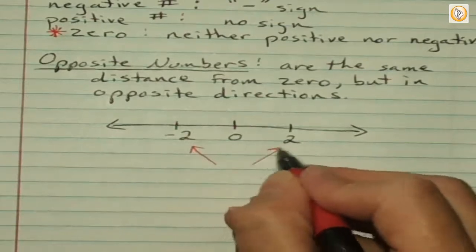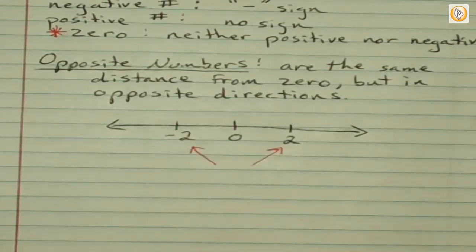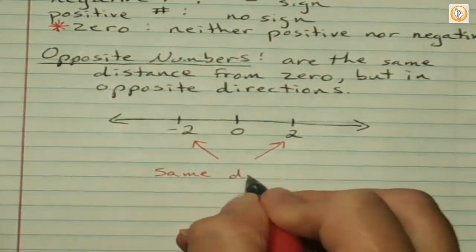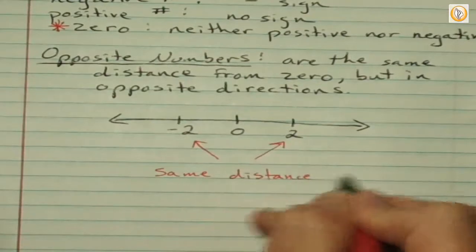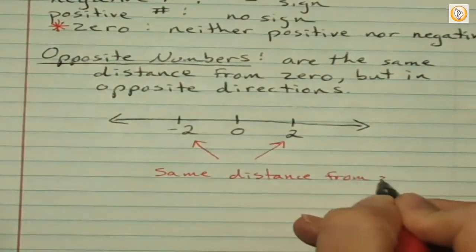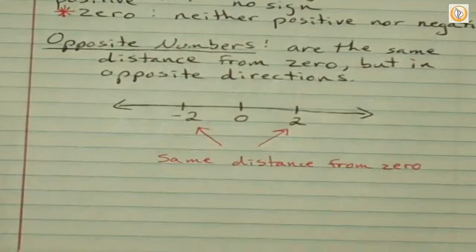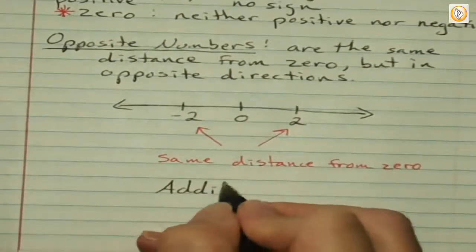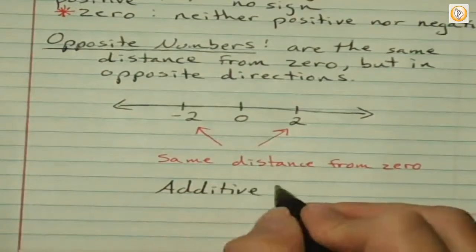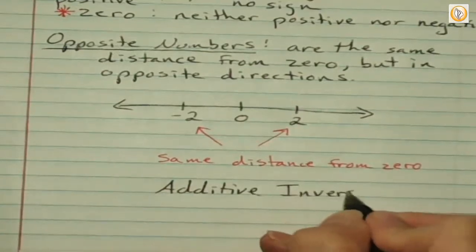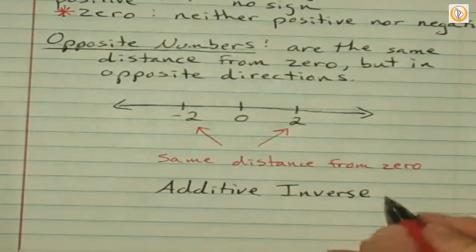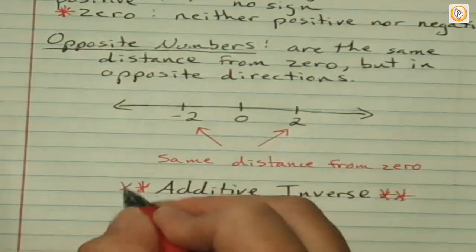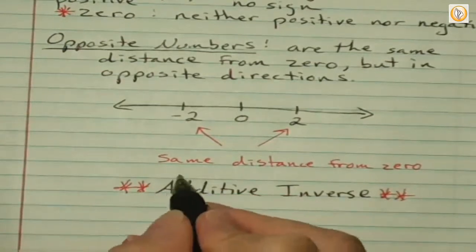So notice, they are the same distance from 0. This is called additive inverse. I'm going to put a star here and here, and a star here and here, because you need to know that.